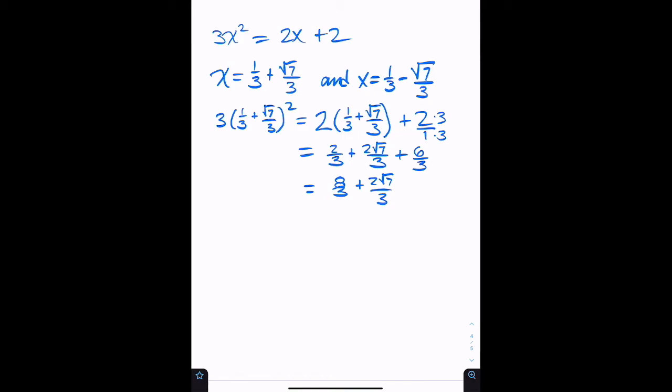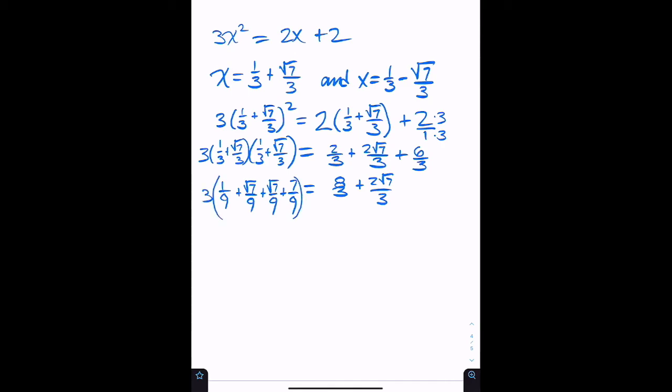Let's work the left-hand side now. We've got 3 times 1/3 plus root 7 over 3 times 1/3 plus root 7 over 3. Well, that's just foiling, so we're going to do that. 1/3 times 1/3 is 1/9. 1/3 times root 7 over 3 is root 7 over 9. And 1/3 times root 7 over 3 is root 7 over 9. And then finally, root 7 over 3 times root 7 over 3 is 7 over 9. All of that times 3.